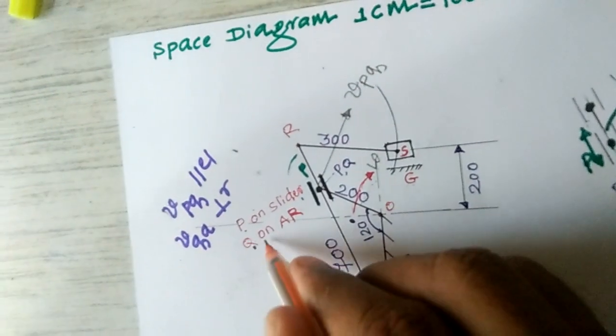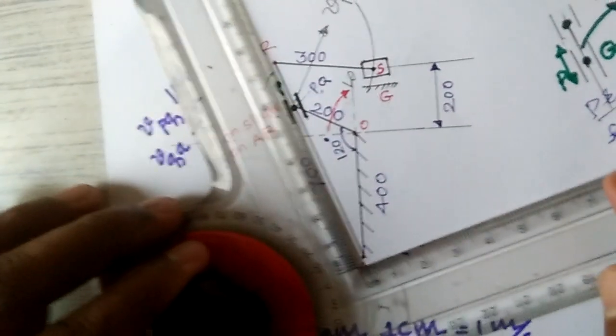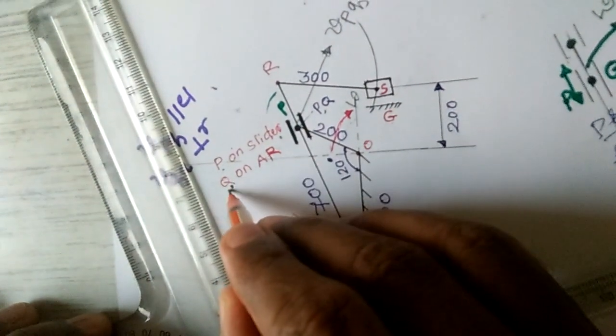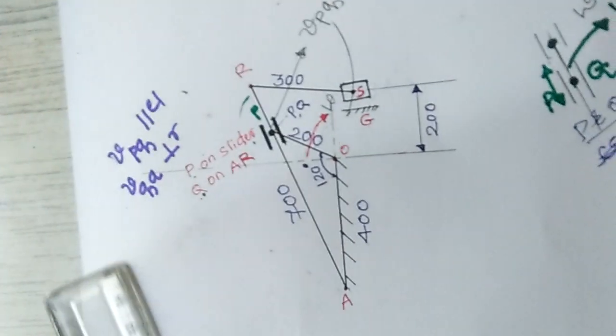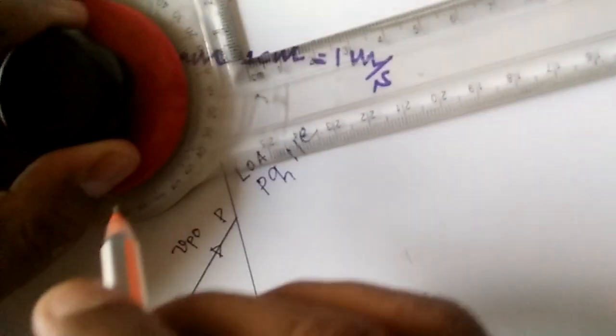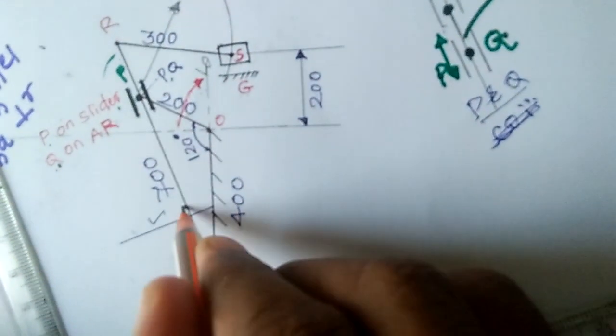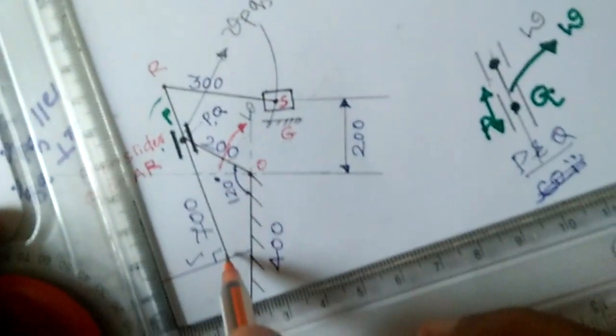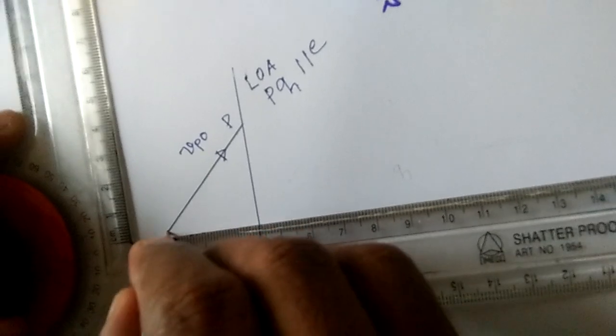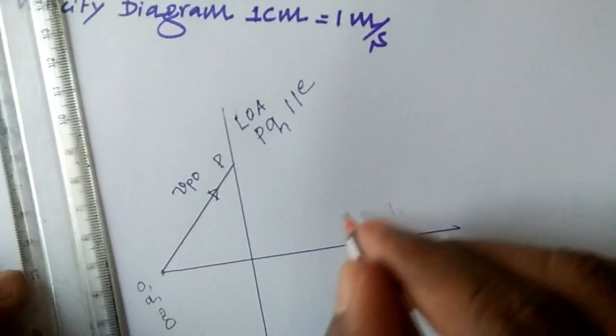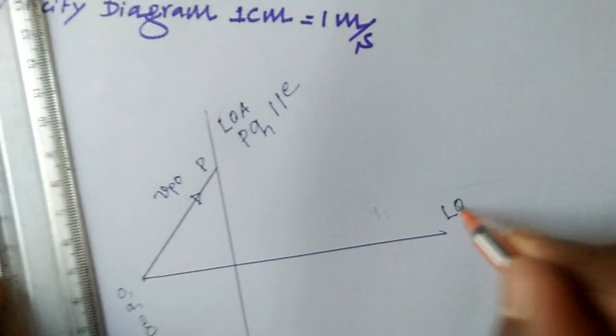Okay, one more thing, the velocity of Q with respect to A is perpendicular. You have to draw this one, you have to make it perpendicular with respect to this only. This is also, you don't know the magnitude or direction, you have to go for the line of action only. You draw it. I drew it here also, this is also a line of action.